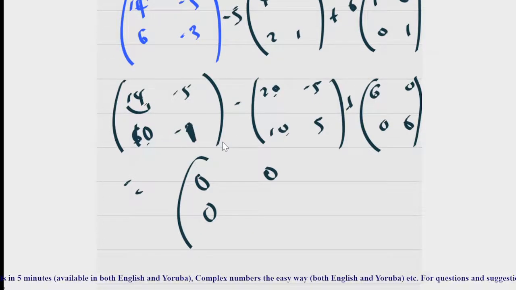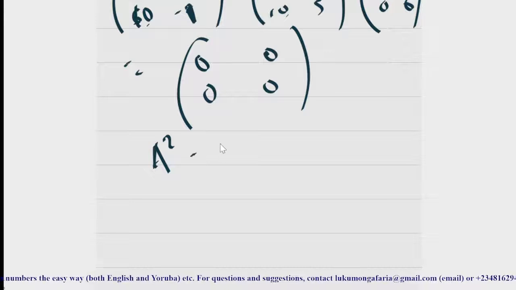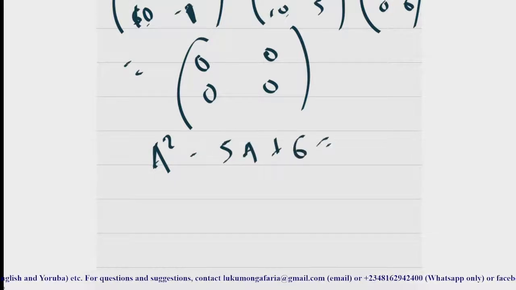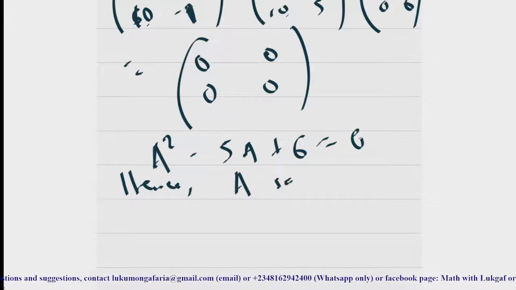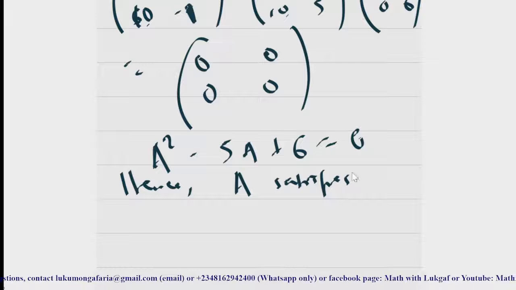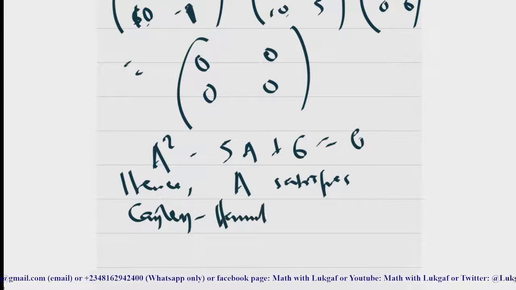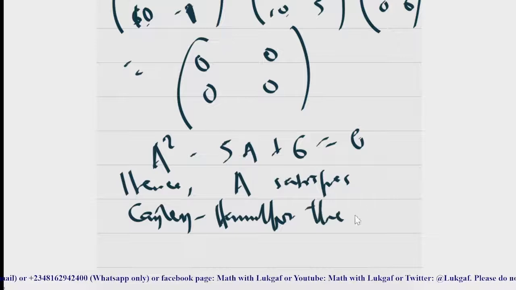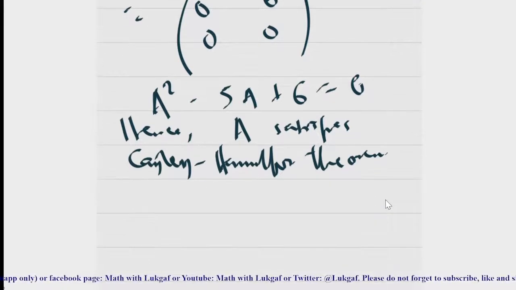Then minus 5 minus 5, that's minus 6 plus 6, that also gives me 0. You will see that my A squared minus 5A plus 6I is equal to 0. Hence, matrix A satisfies the Cayley Hamilton theorem. So it satisfies the Cayley Hamilton theorem.